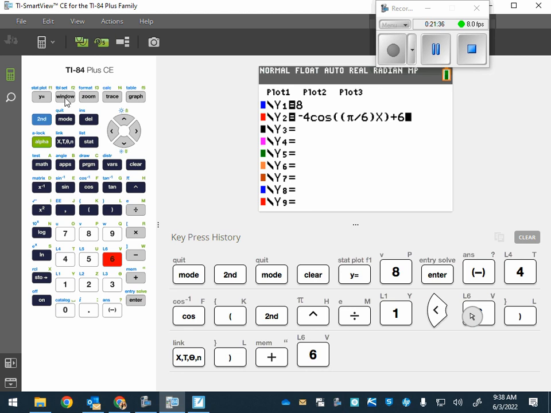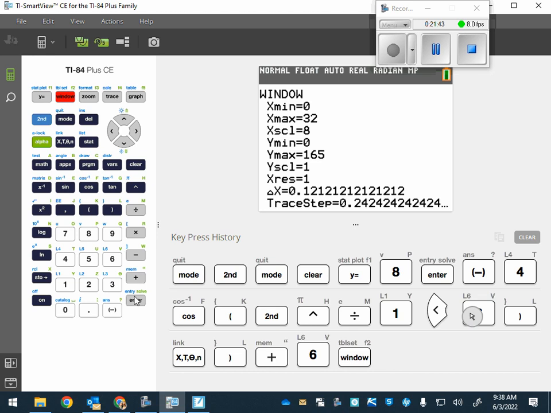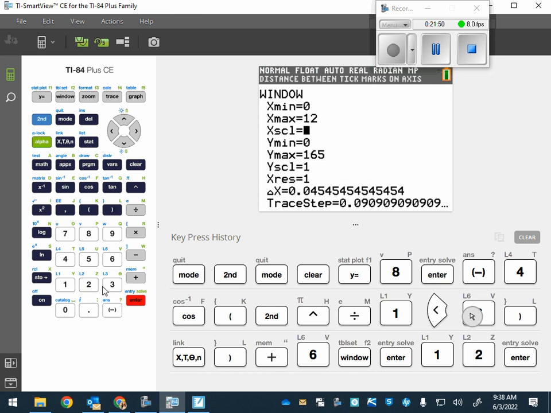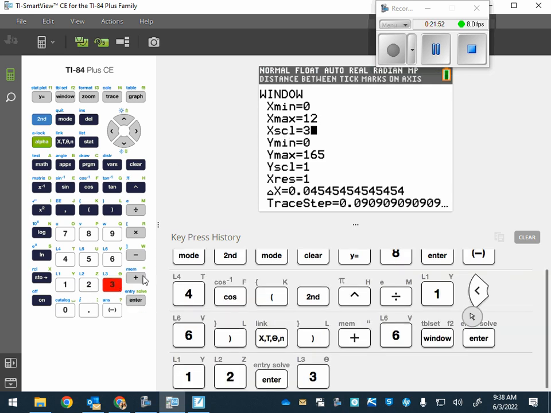So then your window, okay, I'll go back to this if you need help with it. Window: x min should be 0, x max should be 12. Your scale should be 3, because that's every 3 hours, so you can see that. Okay? Then your y min should be 0, your y max should be 10. Okay? And then press graph.